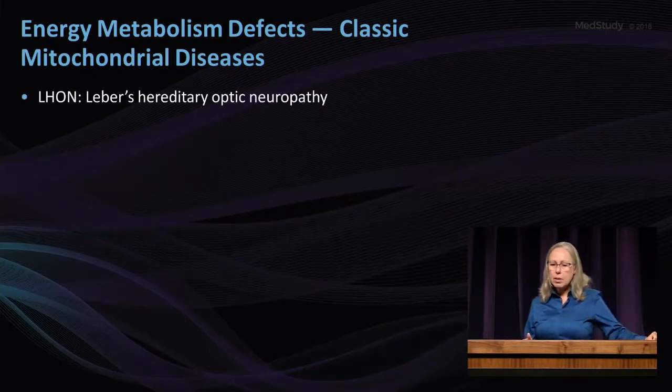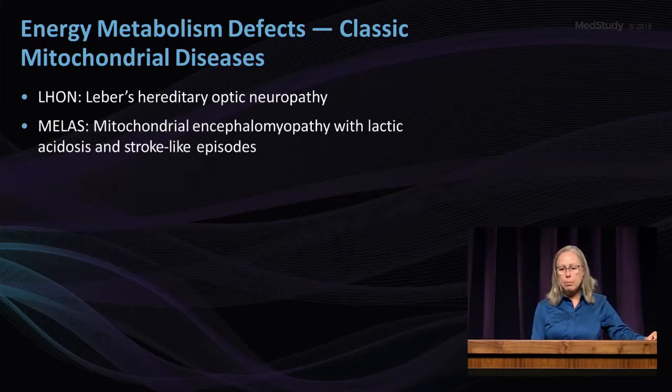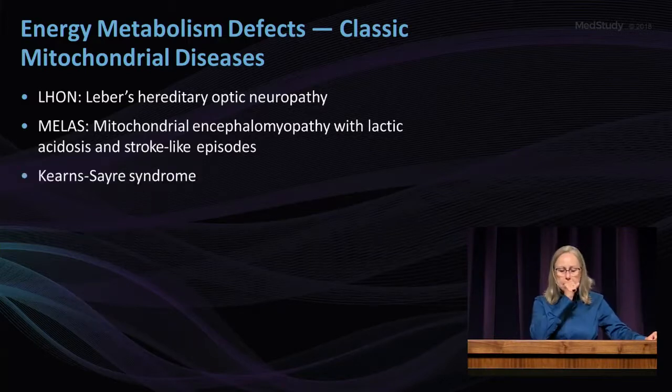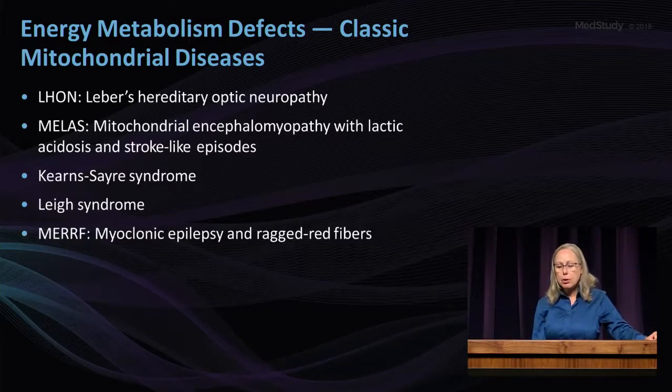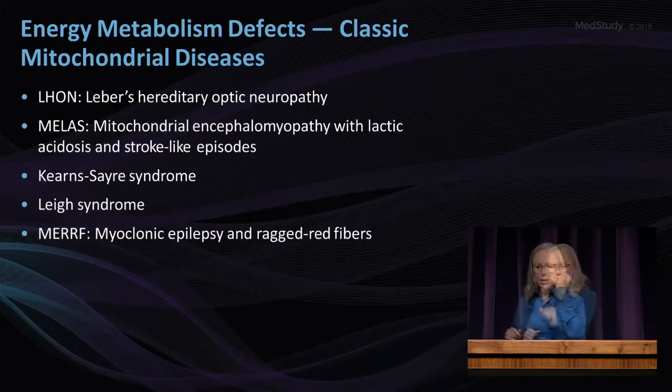So some of the more common classic mitochondrial diseases are Leber hereditary optic neuropathy, MELAS, mitochondrial encephalomyopathy with lactic acidosis and stroke-like episodes, Kearns-Sayre and Leigh syndrome, and MERRF, which is myoclonic epilepsy and ragged red fibers.